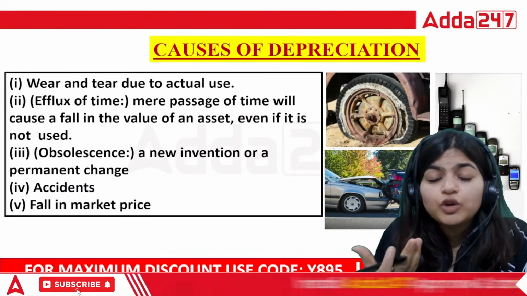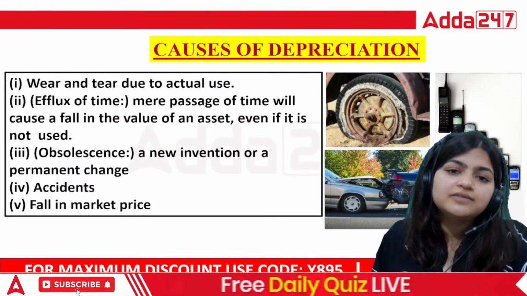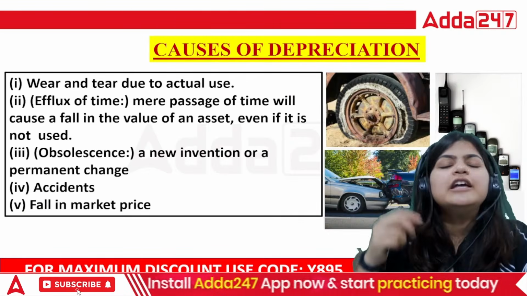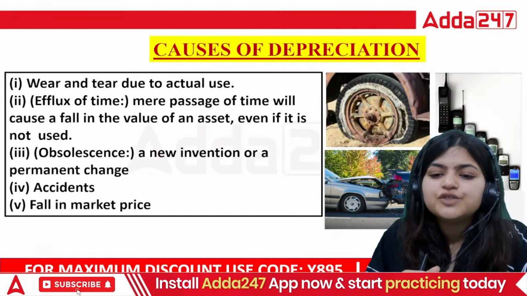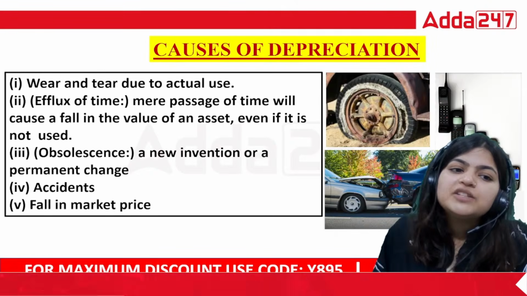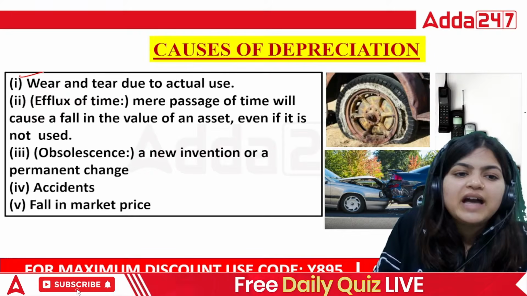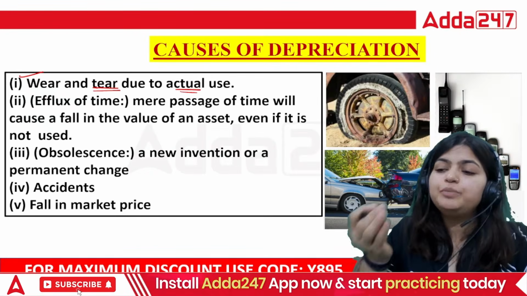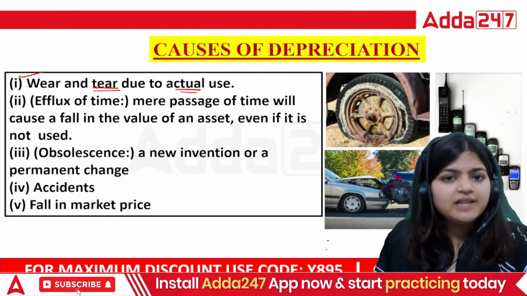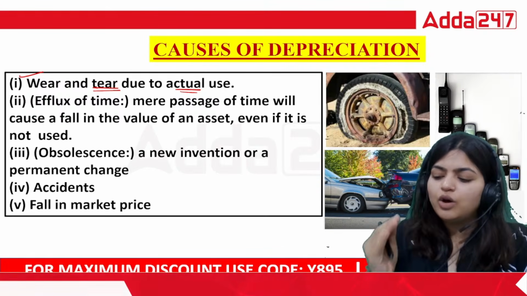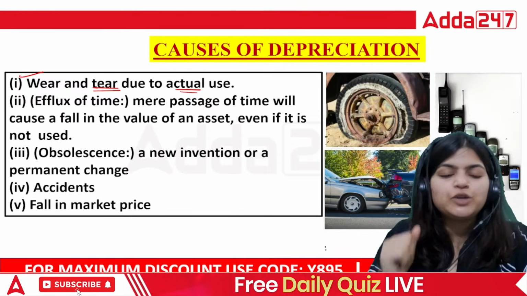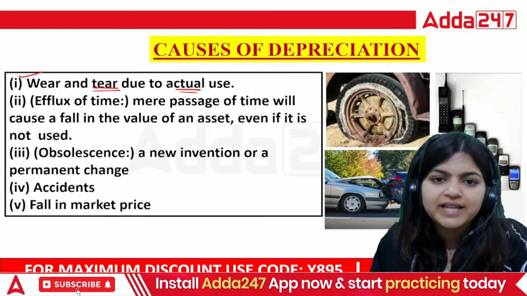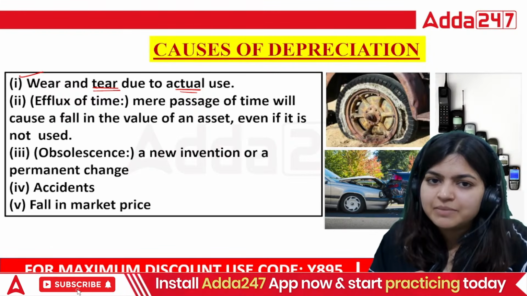Now, what are the reasons why we are charging this depreciation? Why are we not enhancing the value of our assets? There are a few factors which affect this point. Number one is wear and tear due to actual use. Basically, when you purchase, let's say, a car today, on 1st April 2026, and after 5 years you want to sell it, are you going to receive that same amount?